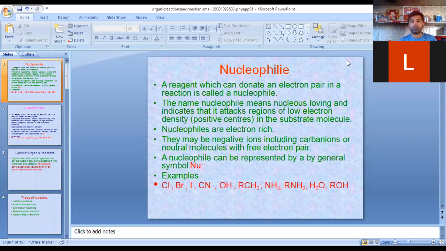Already we have discussed nucleophilic addition reactions, nucleophilic substitution reactions. We'll discuss addition reactions, okay? So what are nucleophiles? What is a nucleophile? A reagent.